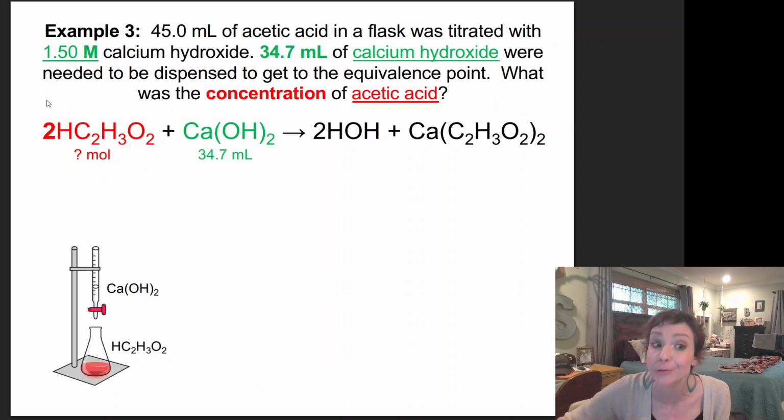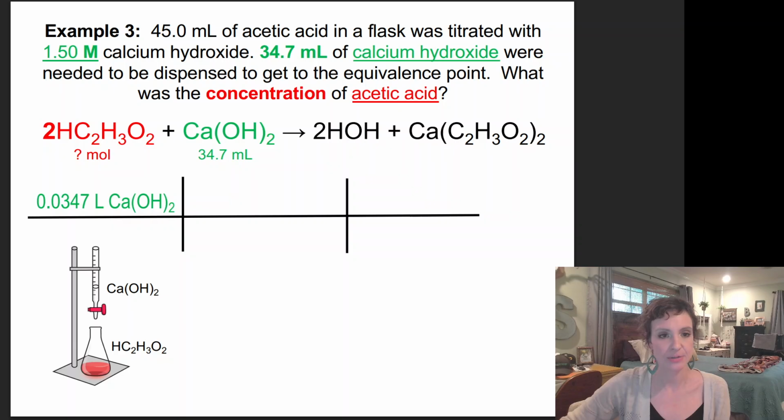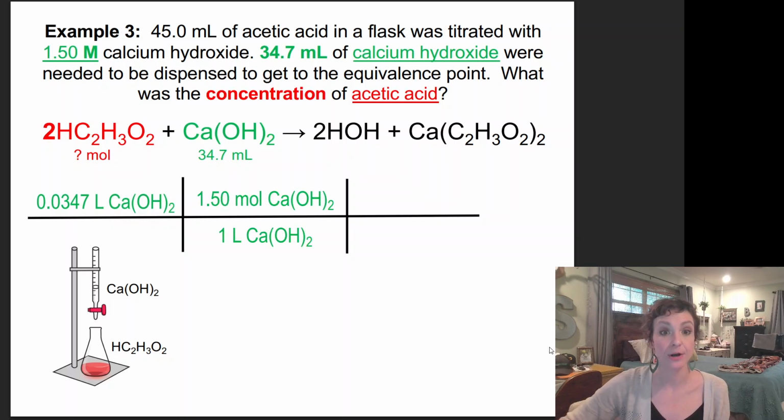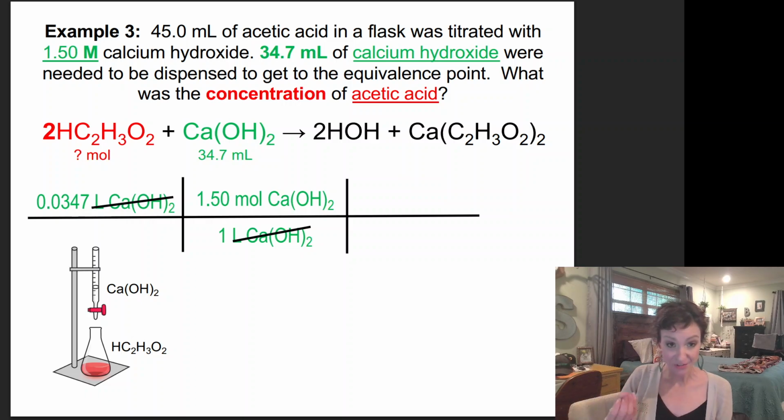We're going to start from the volume of the titrant that was needed to be dispensed, meaning the 34.7 milliliters of that titrant calcium hydroxide, knowing that it has a certain concentration, which we're going to use as a conversion factor in our stoichiometry. Okay, so we're going to set it up. That is our volume, 0.0347, but liters. That will then allow us to take 1.50 molarity and say that there is 1.50 moles of calcium hydroxide in every 1 liter. So this is molarity as a conversion factor, which will allow for us to convert from my volume or my liters to moles of my known, or my given value, my titrant.